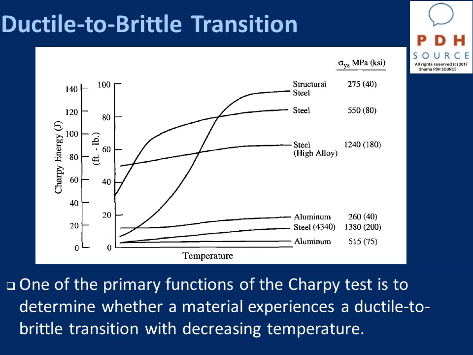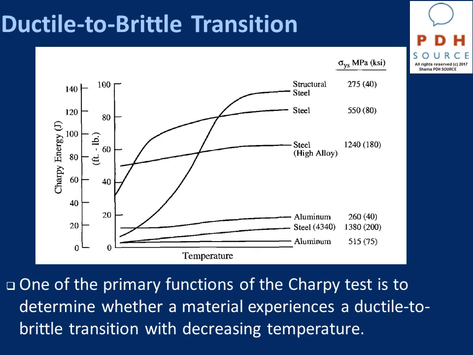Another property of the material is the ductile-to-brittle transition. One of the primary functions of the CVN test is to determine whether a material experiences a ductile-to-brittle transition with changing temperature. This figure in particular shows typical CVN results for common structural materials, which shows the transition from brittle to ductile behavior under conditions of impact loading.